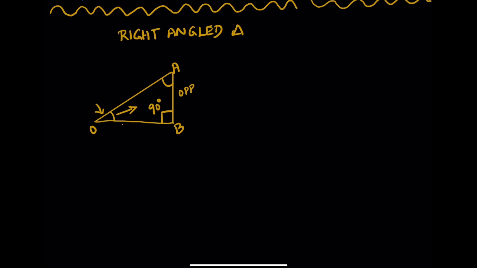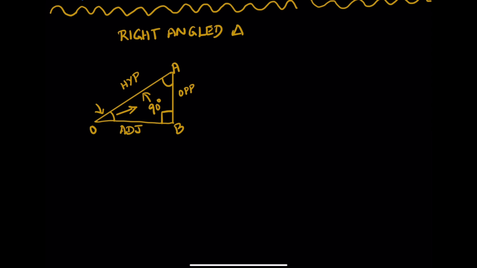The line you are touching is the adjacent side. Let's mark it as ADJ. The side which is opposite to the right angle, the longest side in a triangle, is called the hypotenuse. Let us mark it as HYP. If you had stood at point A, then OB would be your opposite side and AB would be your adjacent side. But for understanding purposes, let's consider you're standing at O.